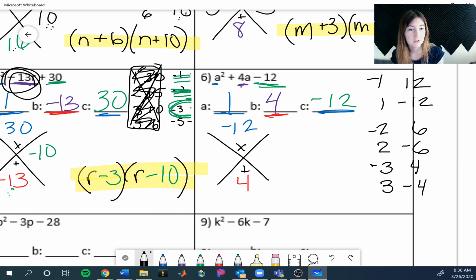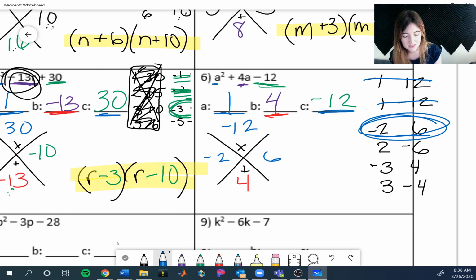Let's see, negative 1 plus 12 is not 4. 1 minus 12 is not 4, so we're going to cross these out. What about 6 minus 2? Negative 2 plus 6. If we need to, we could plug that into Desmos or into a calculator, which Desmos is not opening up for me. And we would get a positive 4. So negative 2 and 6 are the ones I'm going to use. Negative 2 and positive 6.